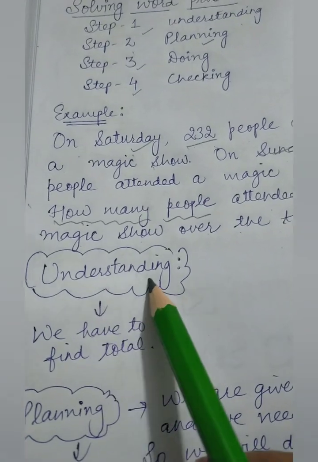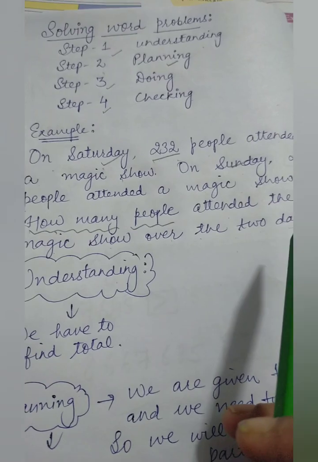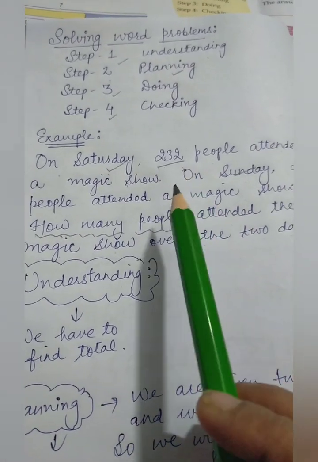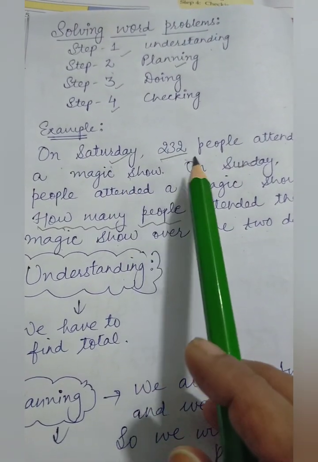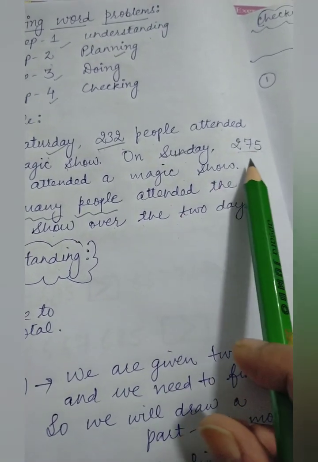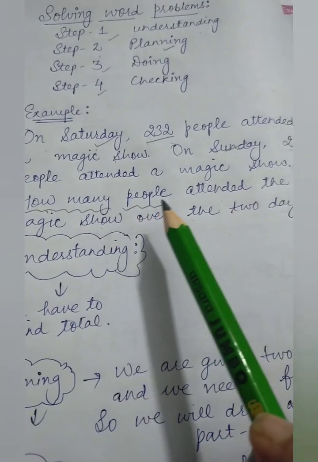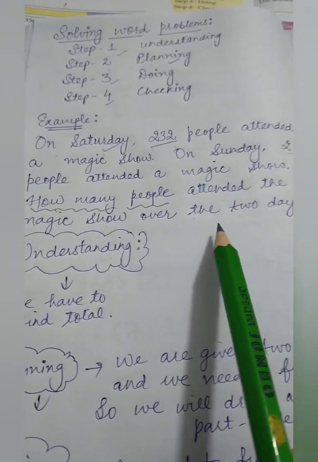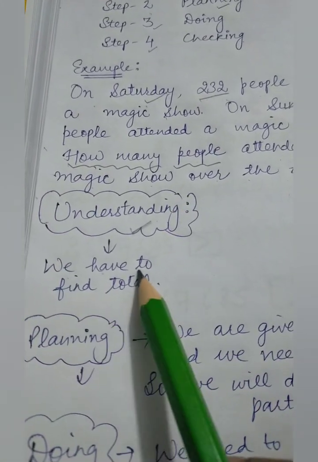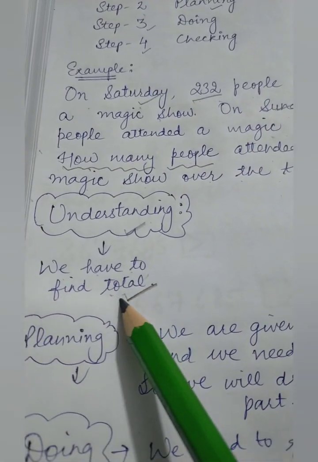Firstly, understanding. We have to understand what information is given in this question. The information is regarding the magic show: on Saturday 232 people attended that show and on Sunday 275 people attended that show, and we have to find out the total number of people who attended the show in 2 days. After reading the statement we have understood that we have to find out the total.